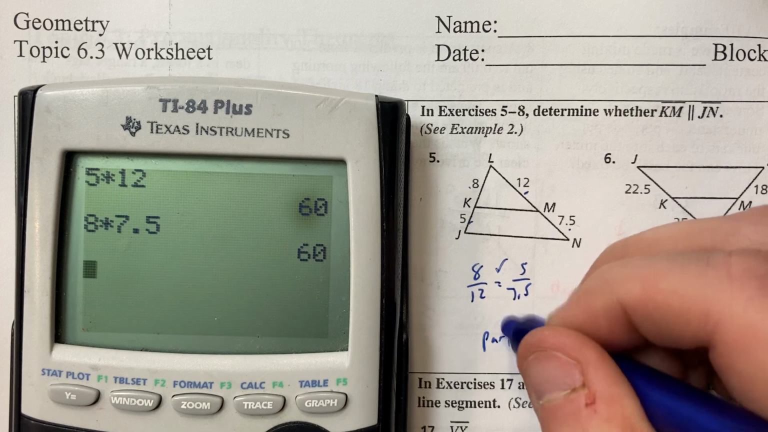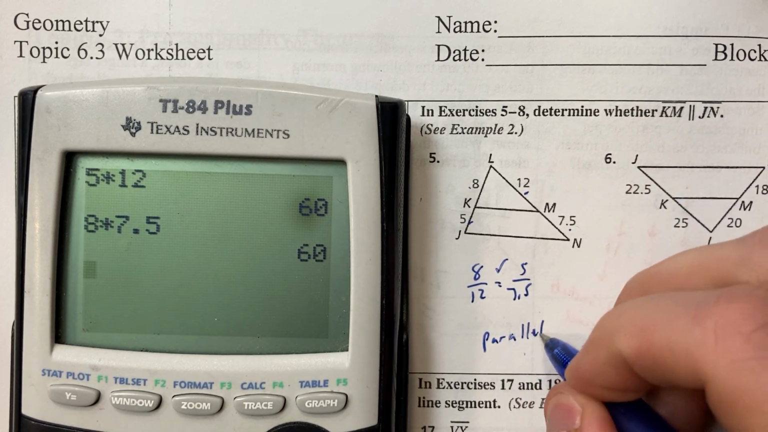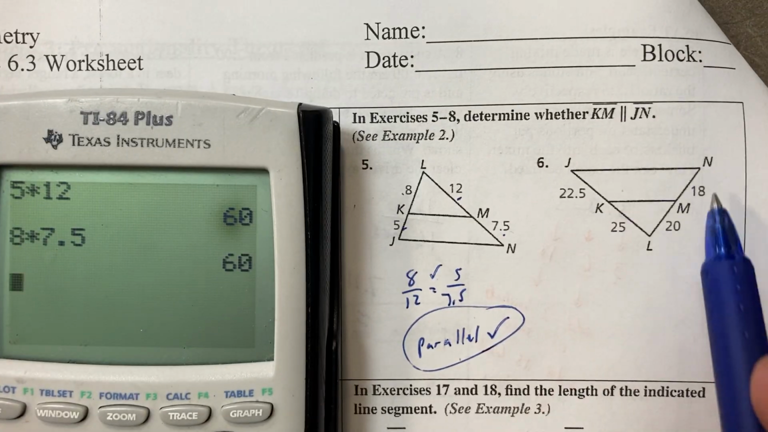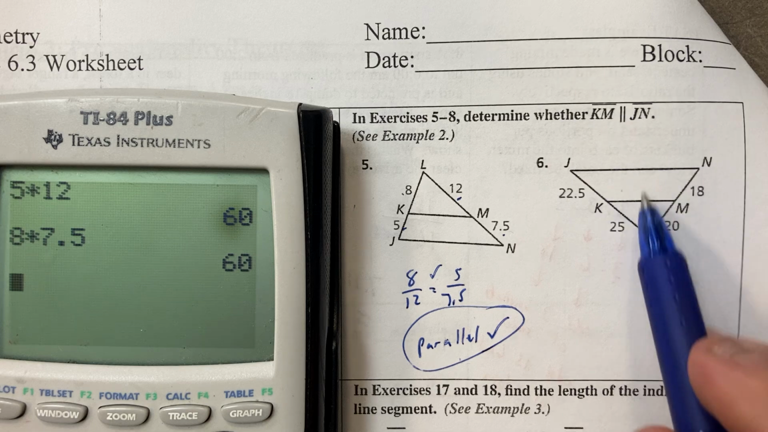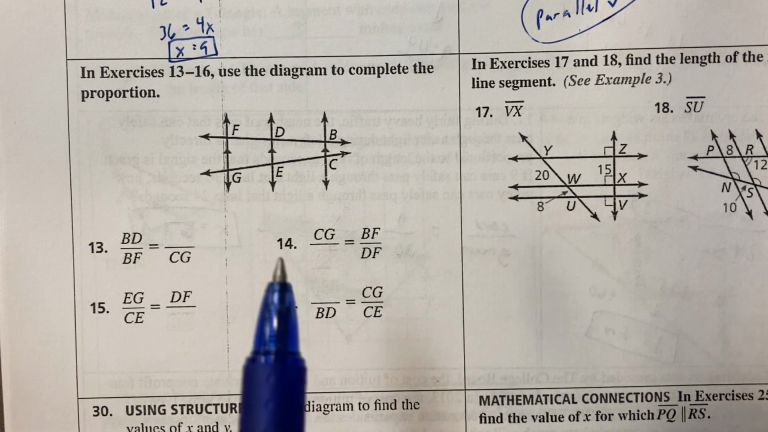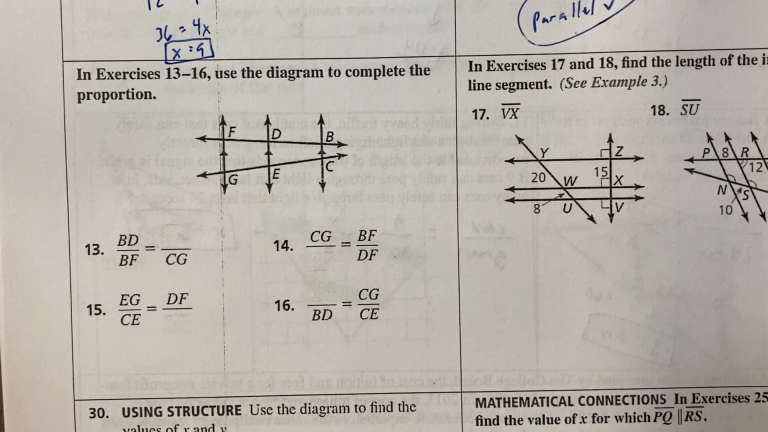How about we spell it right? Parallel. If these make a proportion, then these are also parallel. You do that one. Next one. Because parallel, we have proportions.